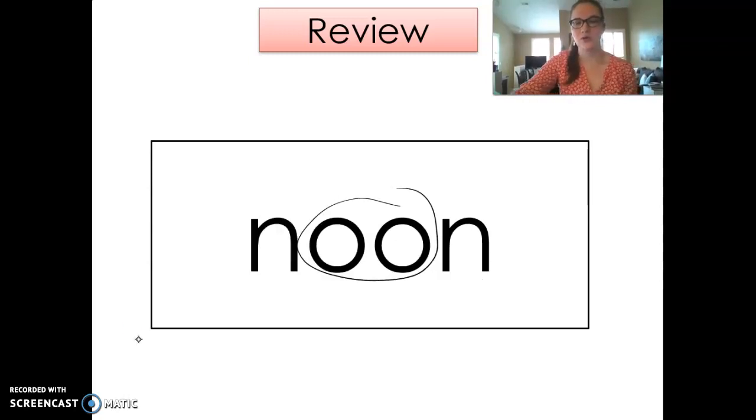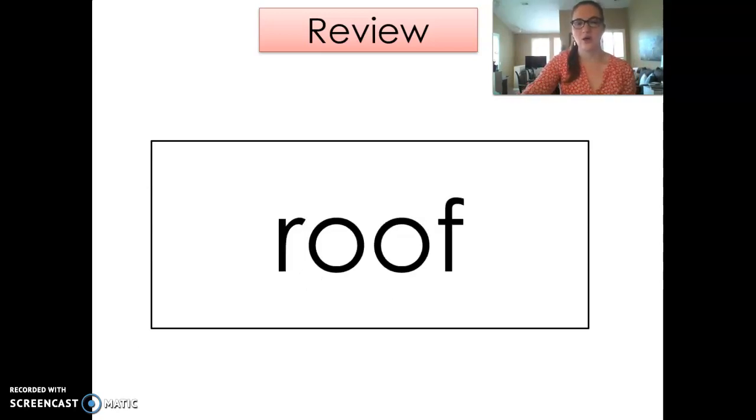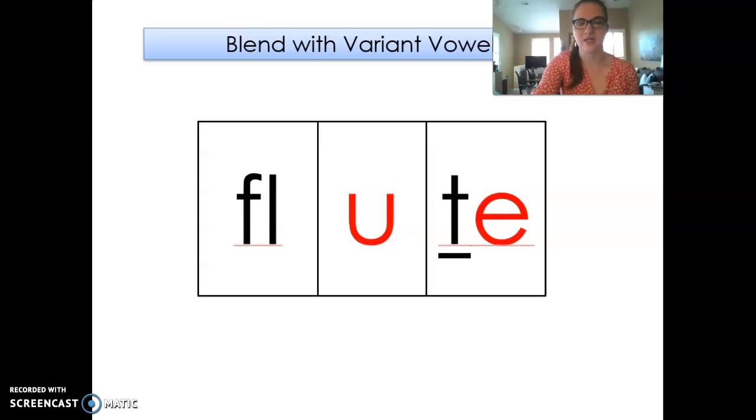O, oo, the word is noon. UI, oo, the word is suit. O, oo, the word is roof. Okay, so let's look at our suit again there. We can sound that out, s-oo-t. The word is suit. Okay, let's blend it.